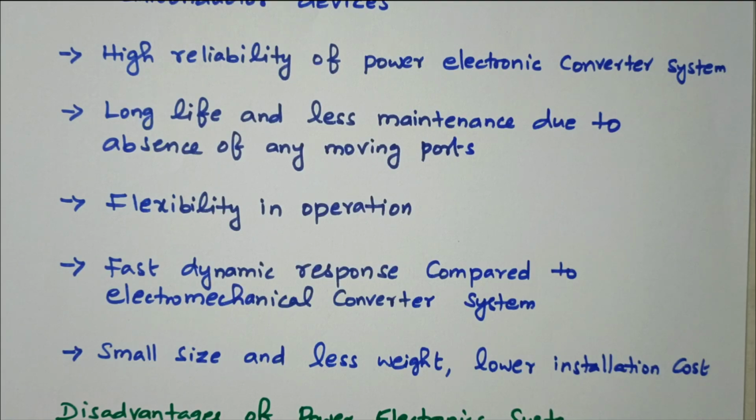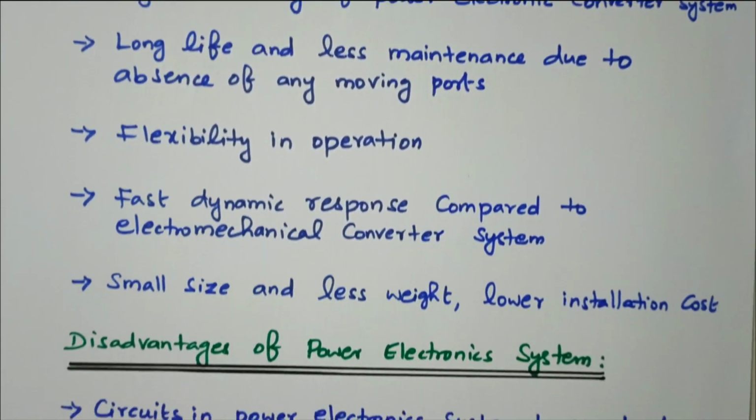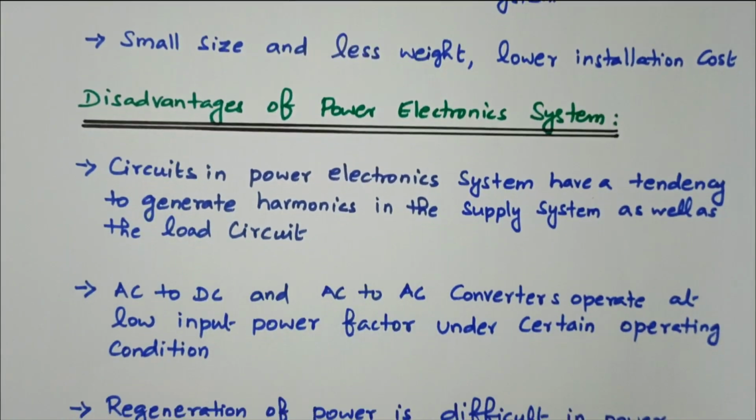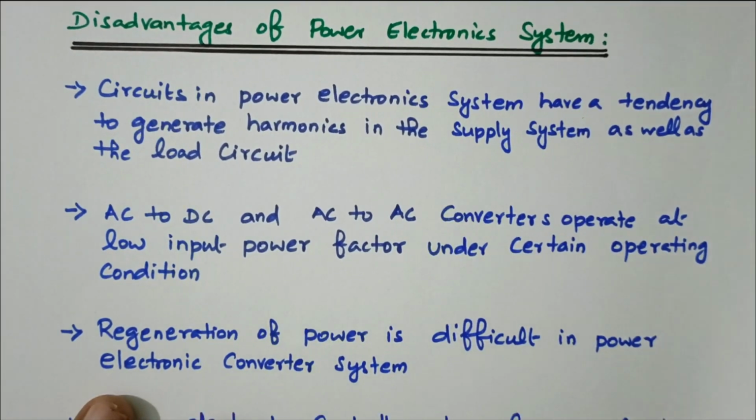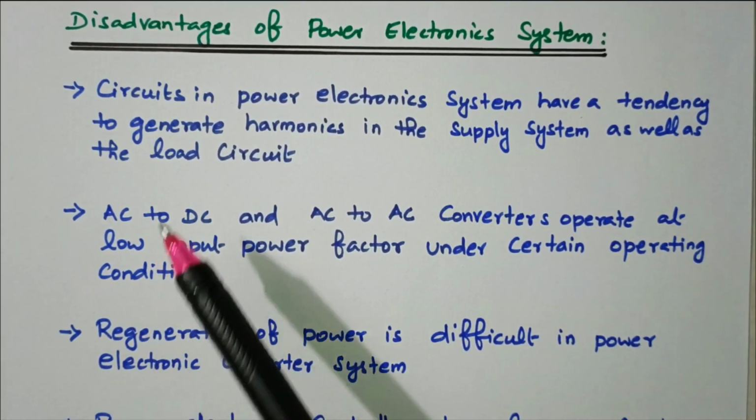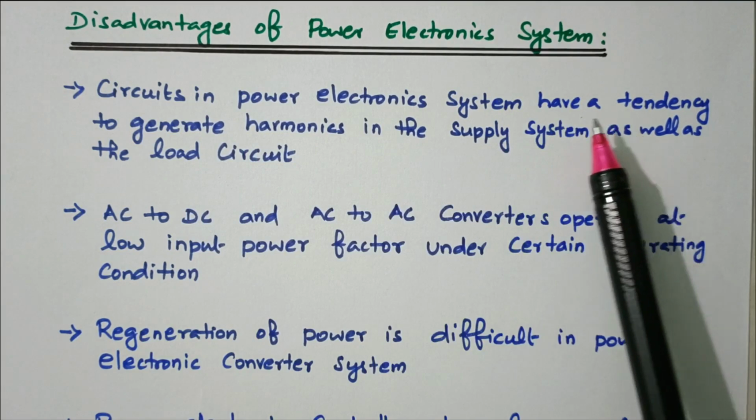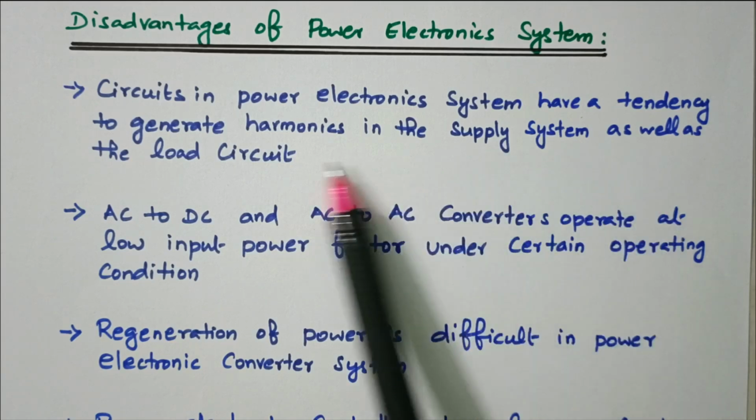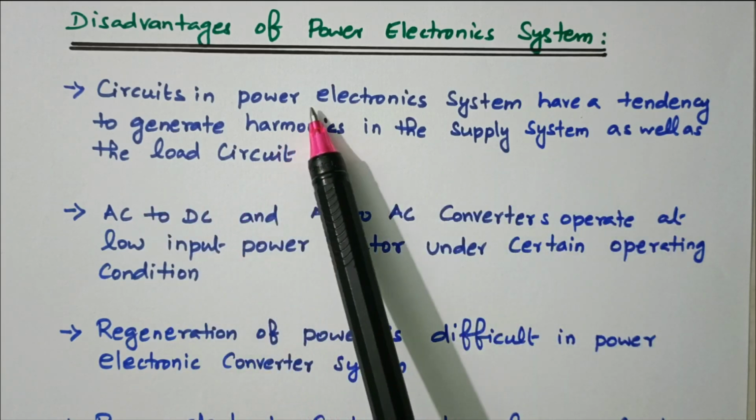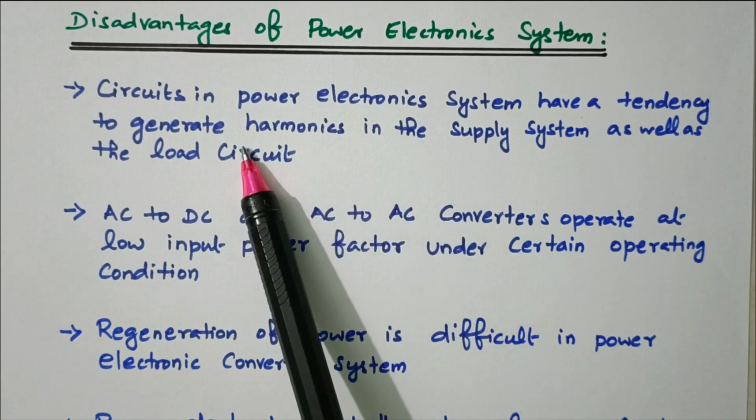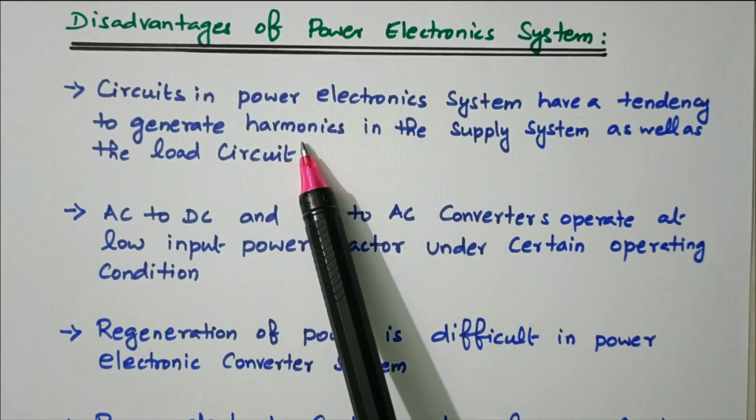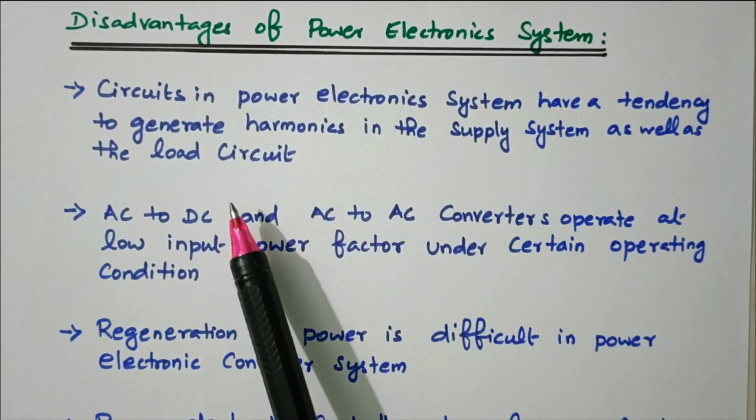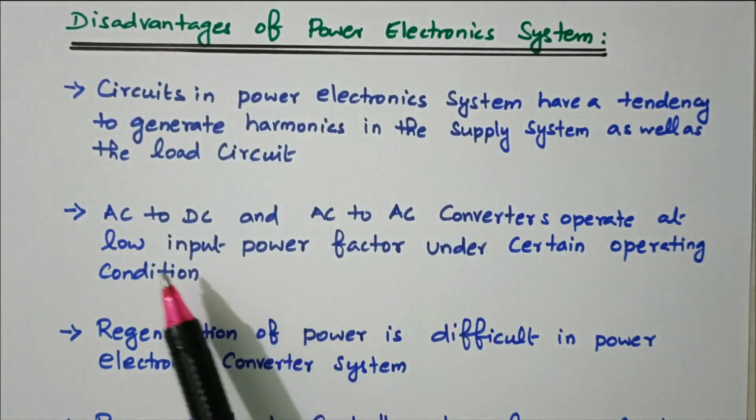At the same time, some disadvantages are available. We'll see them one by one. Disadvantages of power electronic system. Circuits in a power electronic system have a tendency to generate harmonics in the supply system as well as the load circuit. So the power electronic circuit generates harmonics on both the supply side as well as the load side. That will reduce the performance of the circuit.